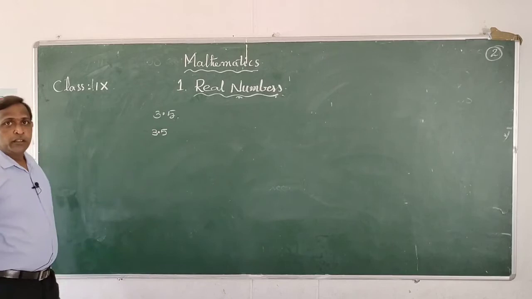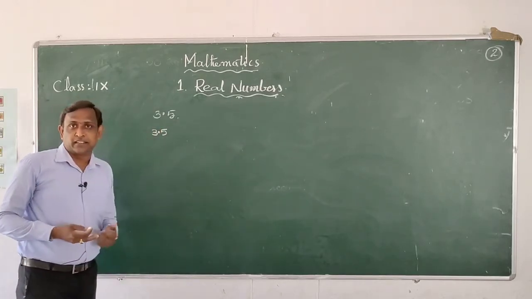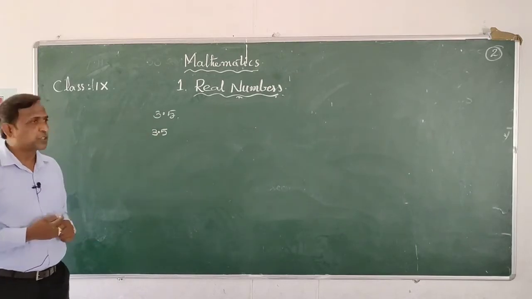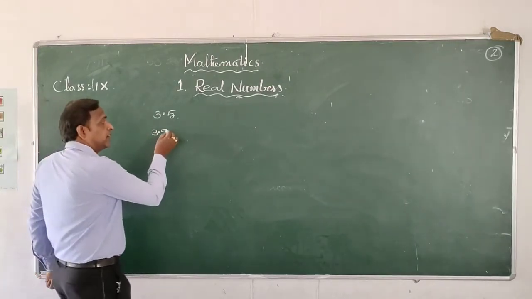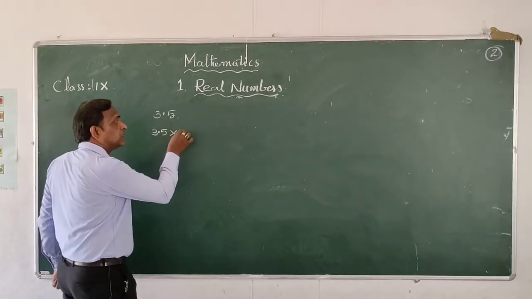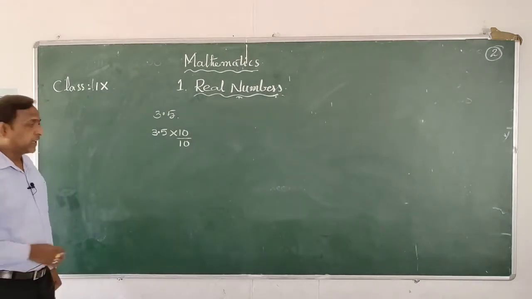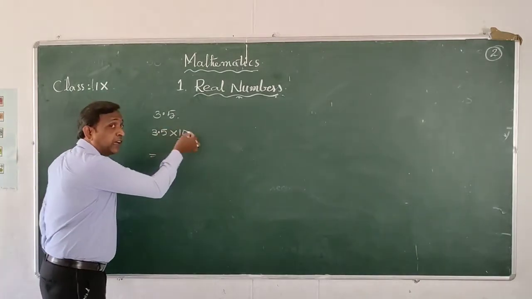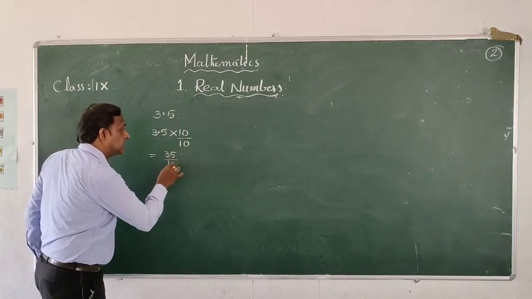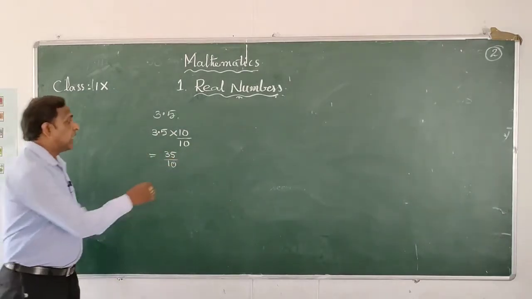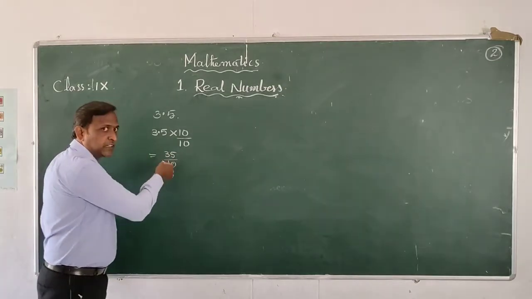So tell me now, to remove this point here, we can divide by 10. Actually, why? To remove that point we should divide by 10. The simple thing is that here we are multiplying this number by 10 by 10. It means 3.5 into 10 is equal to 35 by 10. So 35 by 10, and if you reduce this fraction, what is the answer now?